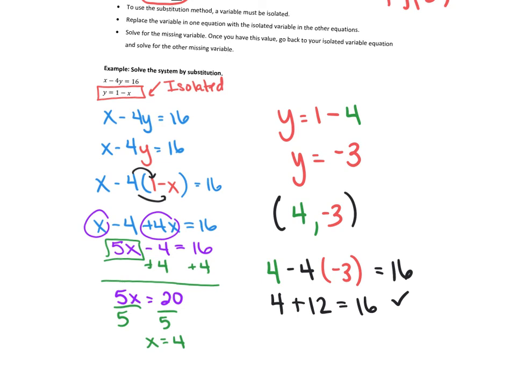If I do it to the bottom equation, I should get negative 3, because that's what y is equal to: 1 minus 4. And if I do this, 1 minus 4 is negative 3. That makes that true as well. So that means that this point right here is the actual solution.